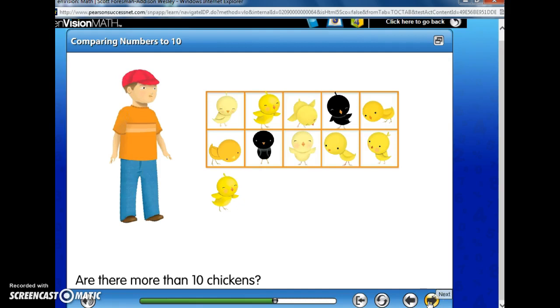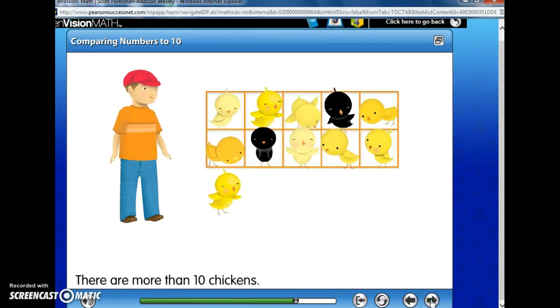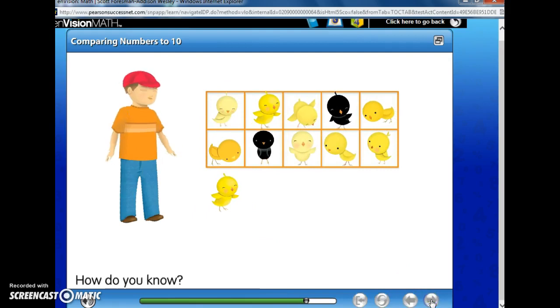Good, Shelby. What's one more than 10? Let's count together. Okay, now we'll count. Ready? 1, 2, 11 chickens. There are more than 10 chickens. How do you know? Okay, how do we know? How can we use this tens frame to find out?